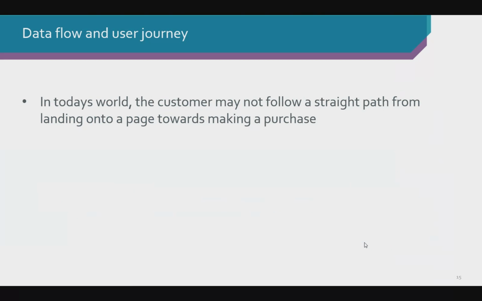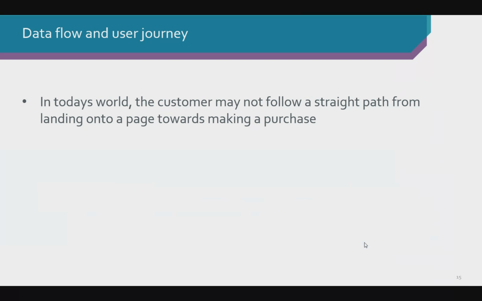Data flow and user journey. So in today's world, a customer may not follow a straight path from landing onto a page towards making a purchase. For example, if I wanted to buy a phone online, it is not expected that I will go to the website, click on Samsung mobile phones, and buy the first phone that I see. That's the ideal path, but that's not what is going to happen.